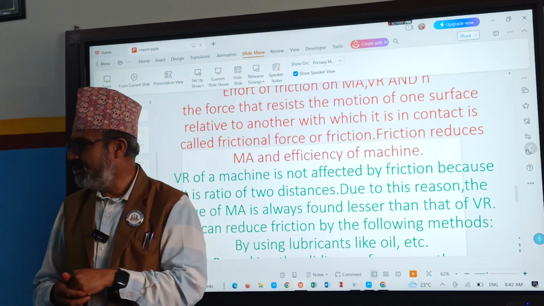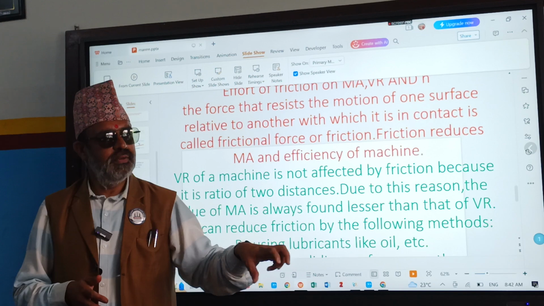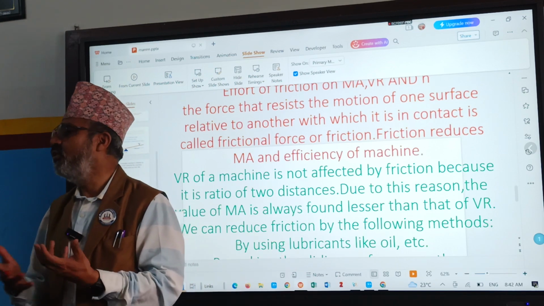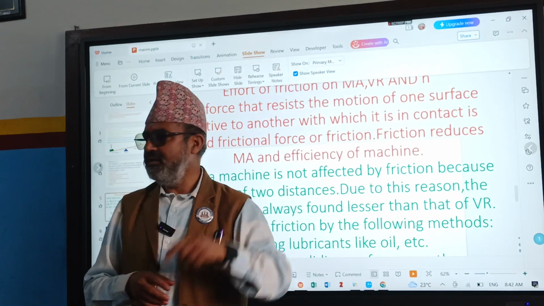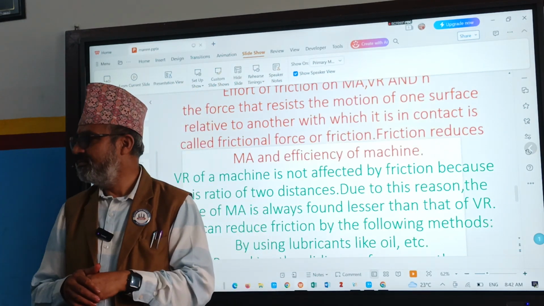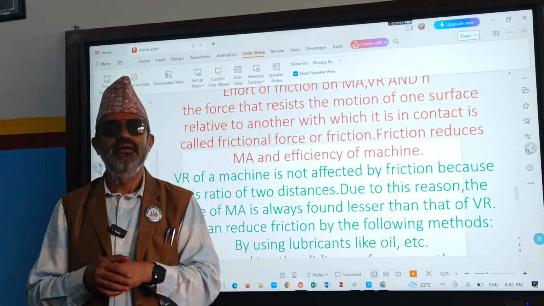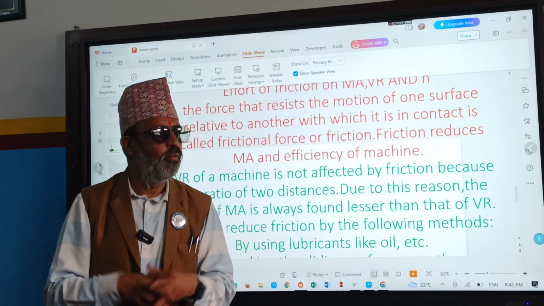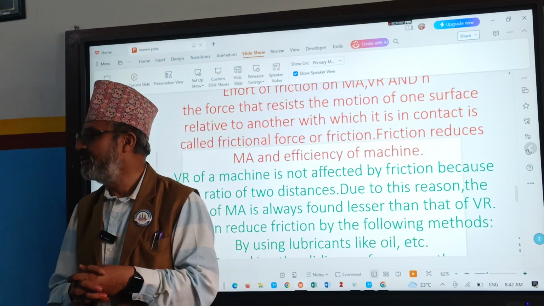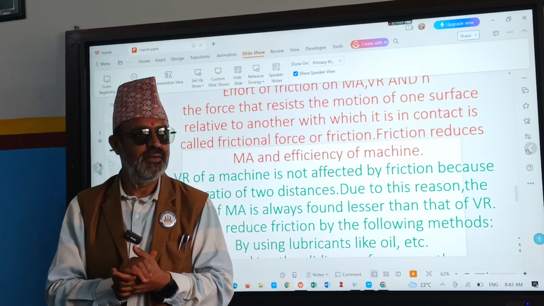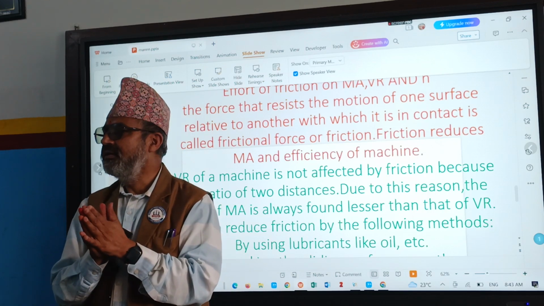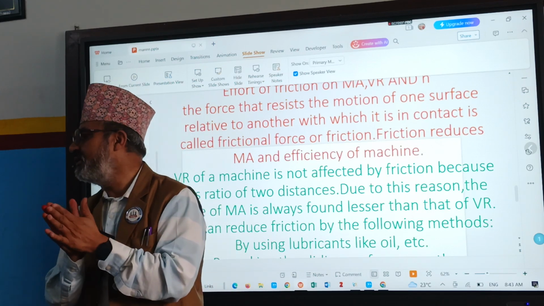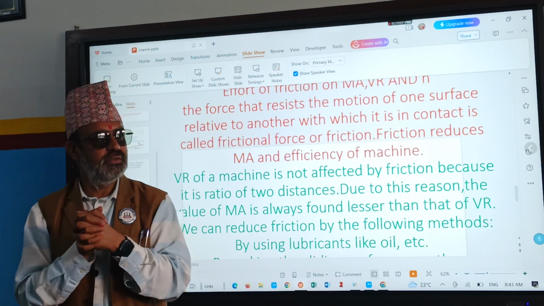I come on my bike. At the beginning, the engine is cold. Is it cold or not? When I reach here, can I touch the engine? Why? It's very hot, right? Why does it become hot? Because of friction. What does friction do? Opposes the motion. Its main duty is to oppose the motion.